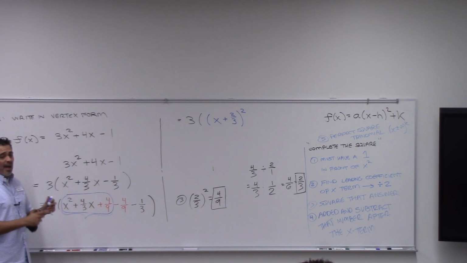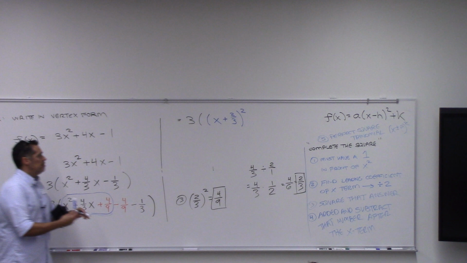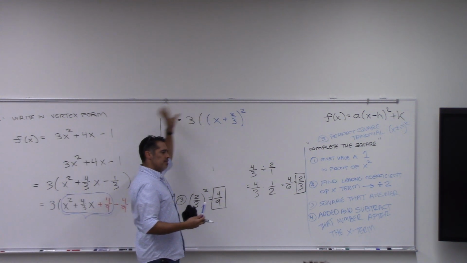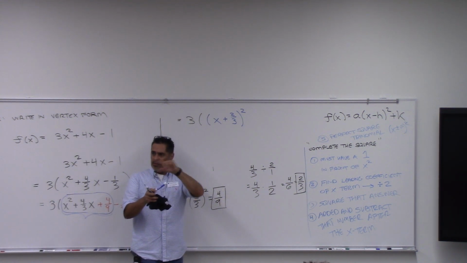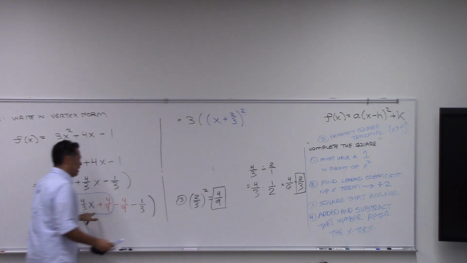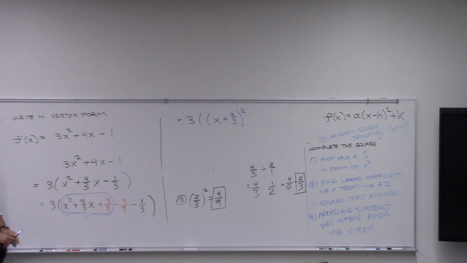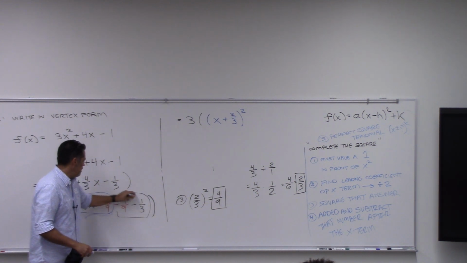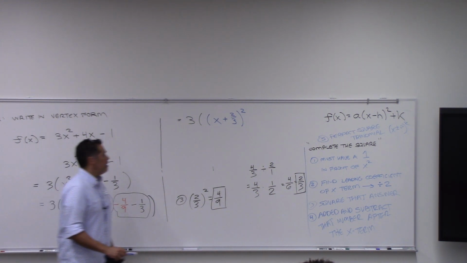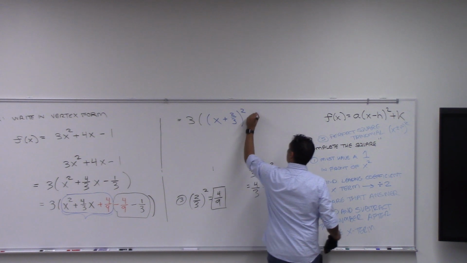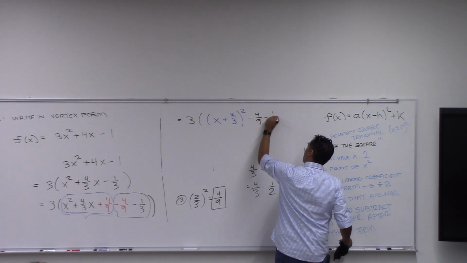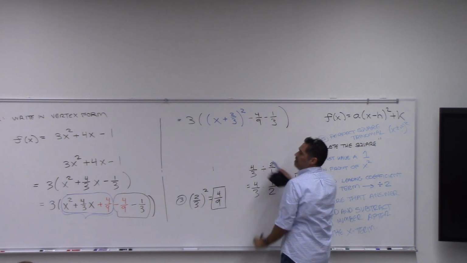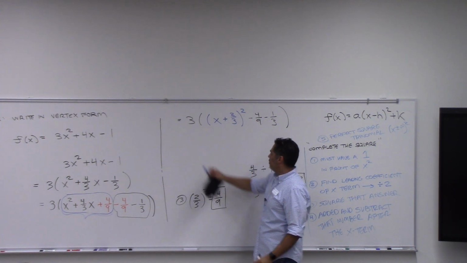If you don't believe that that's true, I would challenge you to take that on the side and FOIL it out, and I promise you, you will get back these 3. What do we still have, though? This, right? We have that still there. So let me write that down. We have minus 4/9, minus 1/3, and then close the parenthesis that is here with the 3.